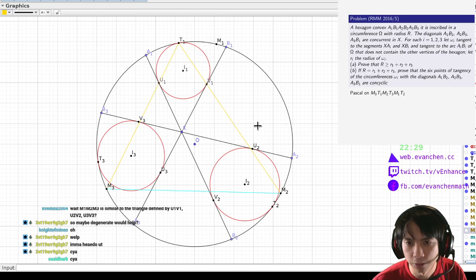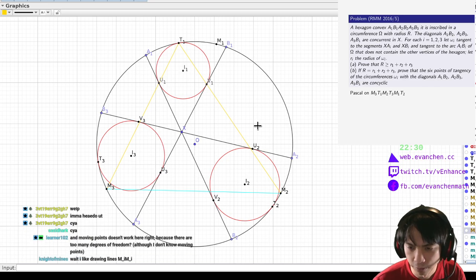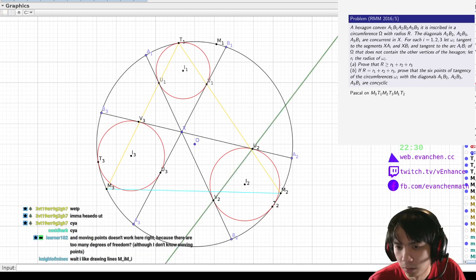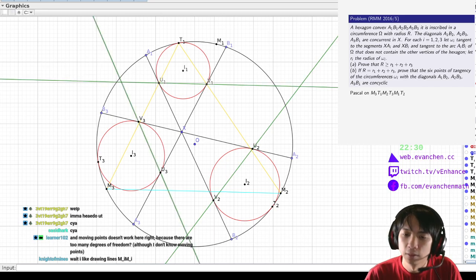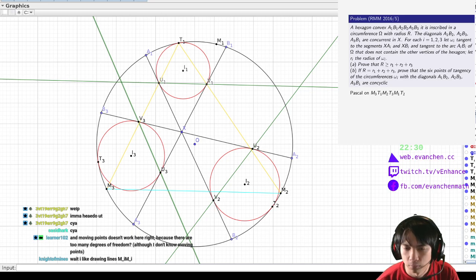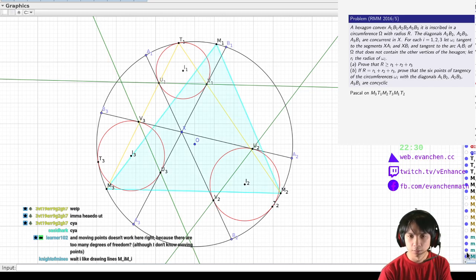M1, M2, M3 is similar to a triangle defined by U1, V1. By those three, the green one? I mean, I guess. Yeah, they're similar because opposite sides are parallel. That is true. So this green one and this light blue one are similar. So they're homothetic? I don't know if that does anything for me though.